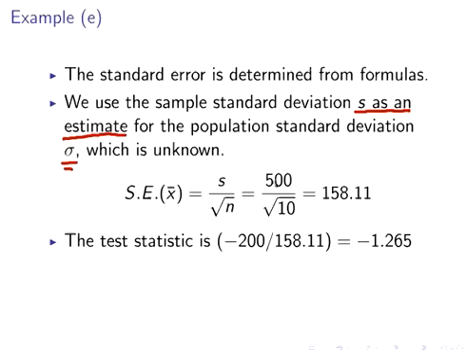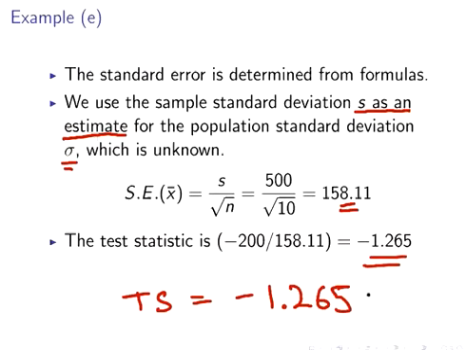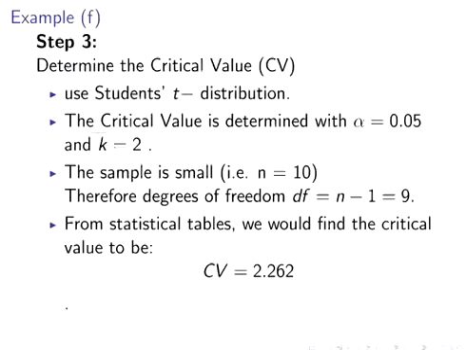s divided by the square root of n. That was 500 divided by the square root of the sample size, the square root of 10. To two decimal places, that works out to be 158.11. The test statistic, therefore, is minus 200 divided by 158.11, so our test statistic works out to be minus 1.265. Sometimes you will get a negative test statistic. That is not really important. Nothing's going wrong if you get a negative test statistic.